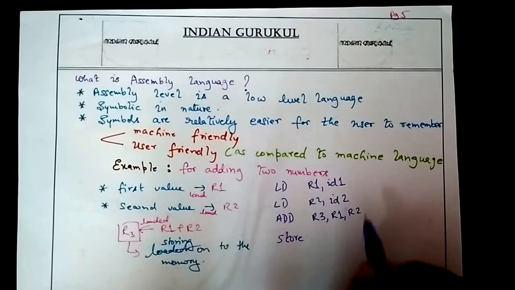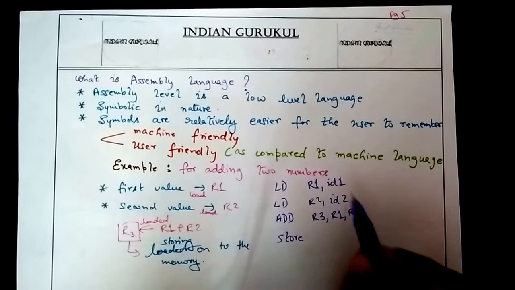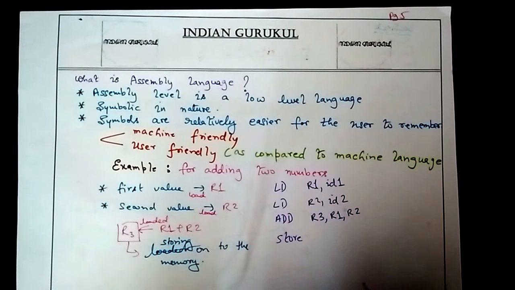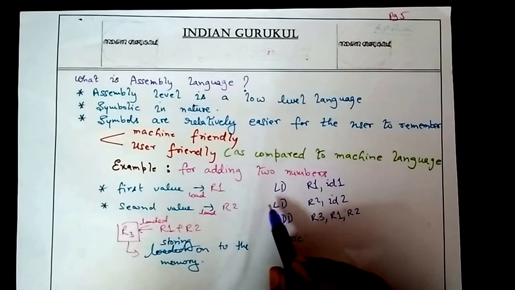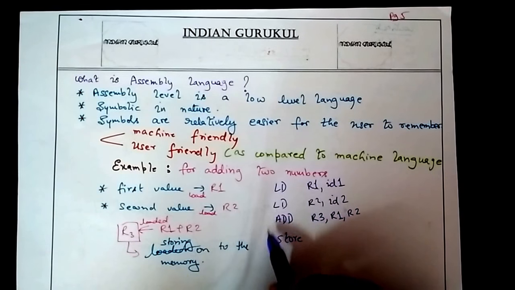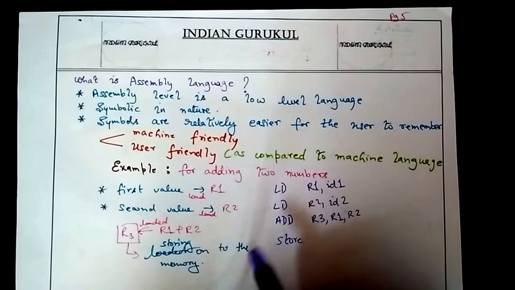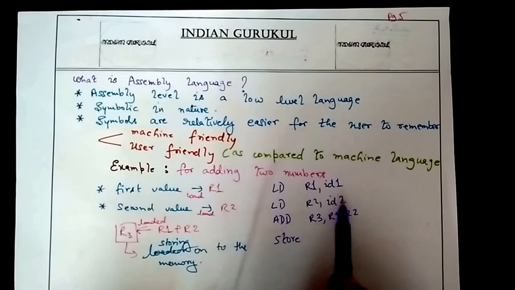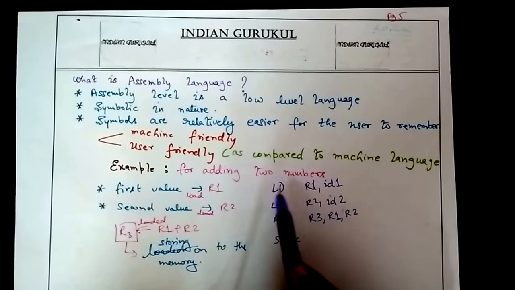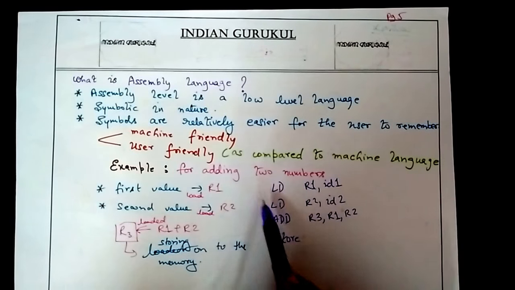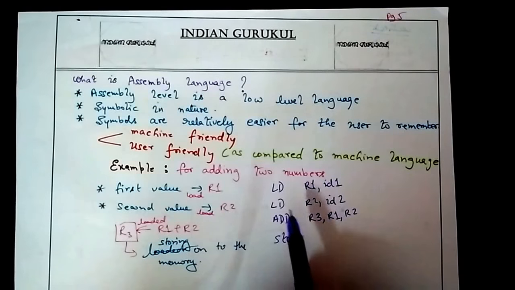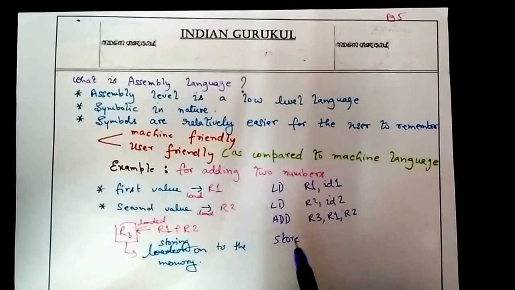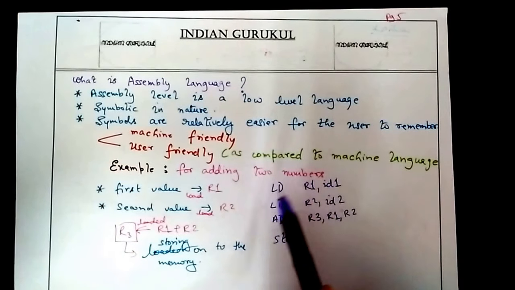So this is machine friendly, because we are providing instructions to the machines. We are providing instructions to the computer, and this is user friendly as well, because we just need to provide these instructions, and these are relatively easier for us to remember. But again we will be dealing with these instructions, and we need to provide these instructions to the machine. So this is not much user friendly, because we still have to provide so many instructions for just adding up two numbers.